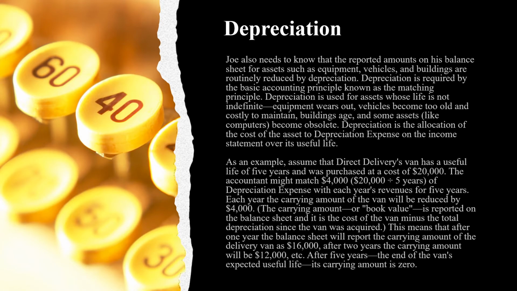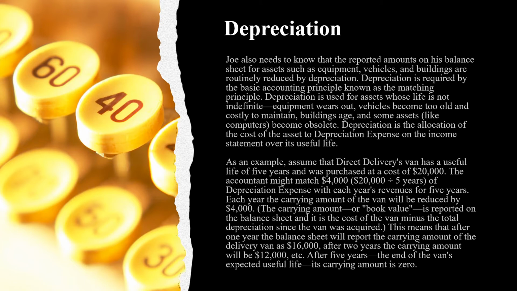Depreciation. Joe also needs to know that the reported amounts on his balance sheet for assets such as equipment, vehicles, and buildings are routinely reduced by depreciation. Depreciation is required by the basic accounting principle known as the matching principle. Depreciation is used for assets whose life is not indefinite: equipment wears out, vehicles become too old and costly to maintain, buildings age, and some assets, like computers, become obsolete. Depreciation is the allocation of the cost of the asset to depreciation expense on the income statement over its useful life.